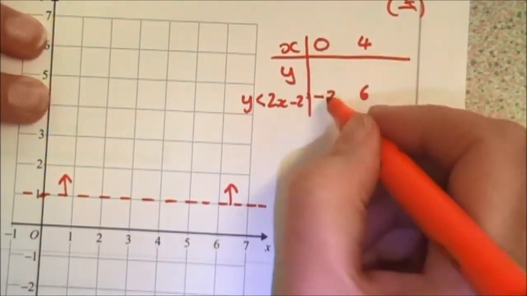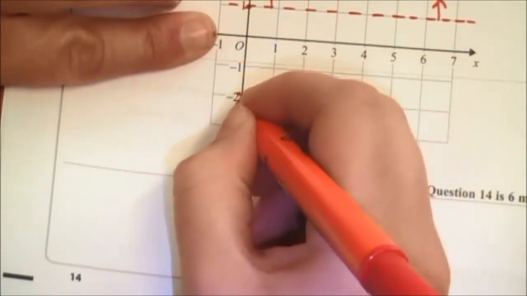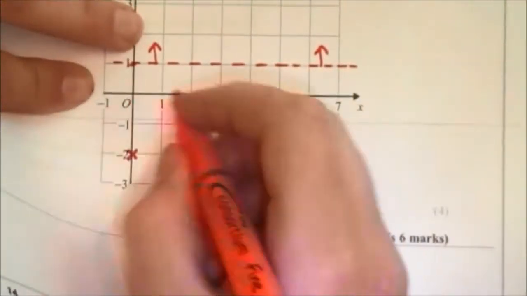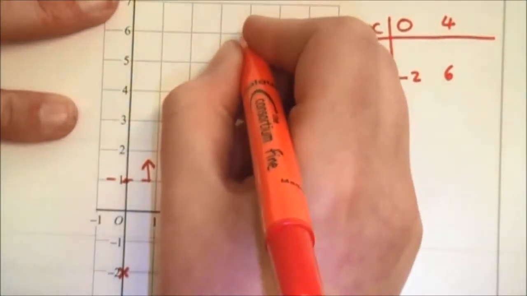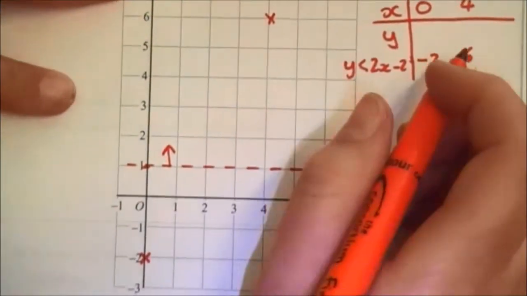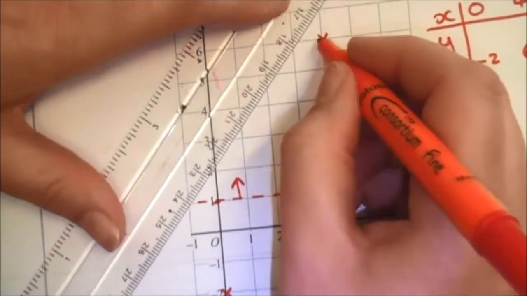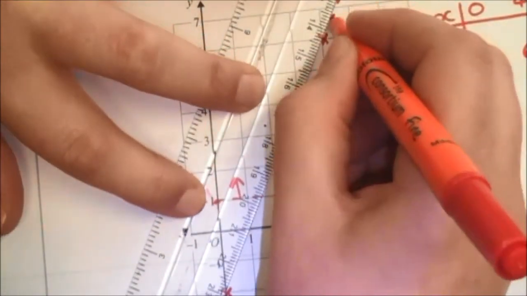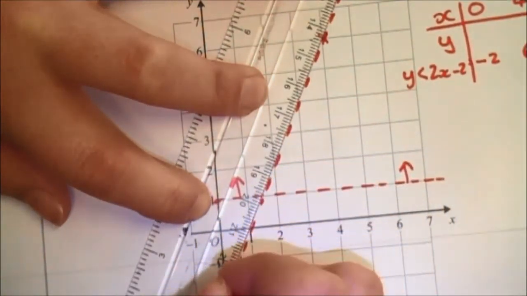The first one is 0, negative 2. And then the next one is 4, 6. So now I've got those 2 points, I can join them, and that'll give me my straight line. And again, this cannot be equal to, so it's a dotted line.